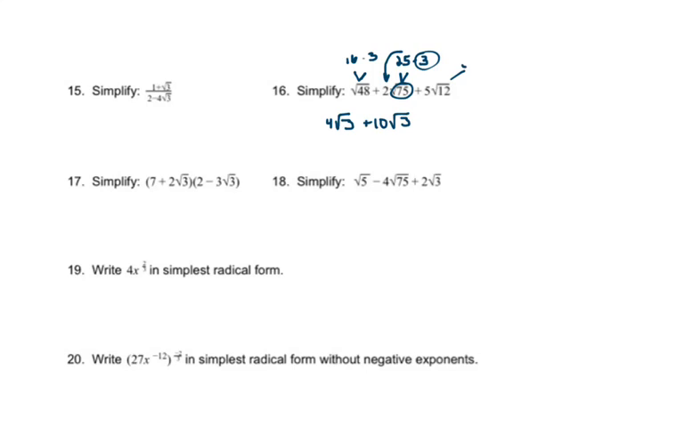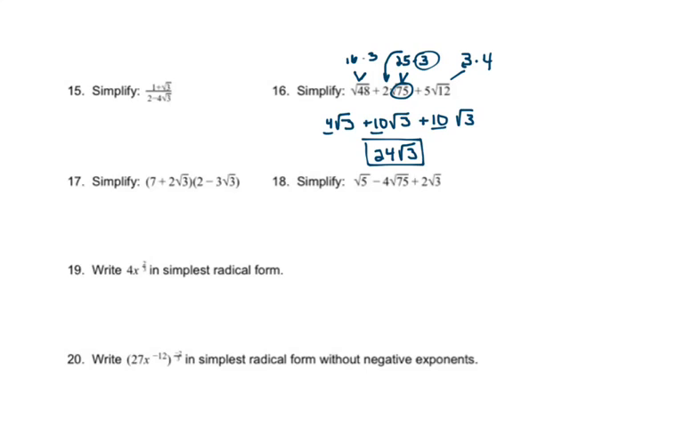And 12 is a 3 times 4, so we take the square root of 4, which is 2, times the 5 is 10 root 3. So now we add up all of our radicals. I've got 4 plus 10, that's 14, plus another 10. I've got 24 root 3's for a total. So that's my simplest answer.